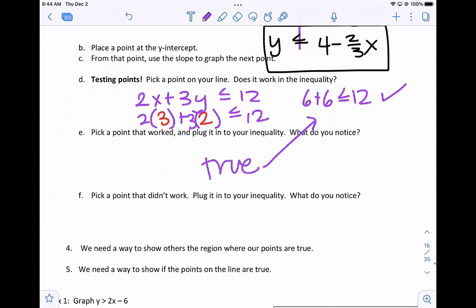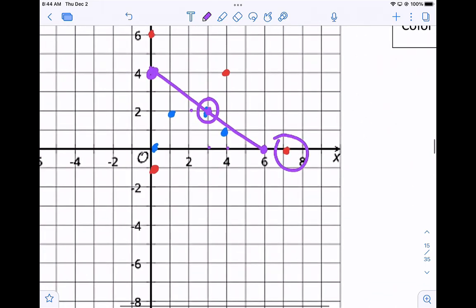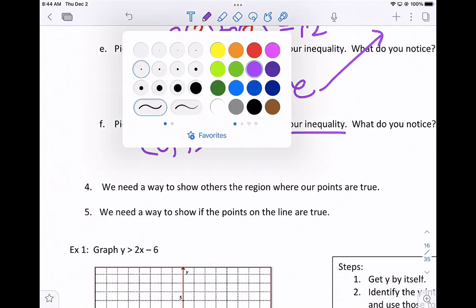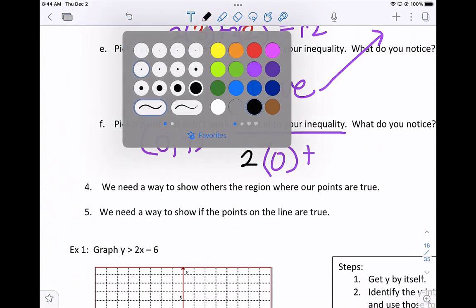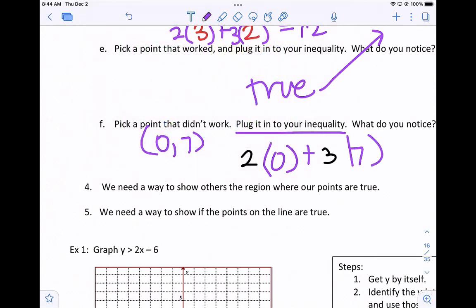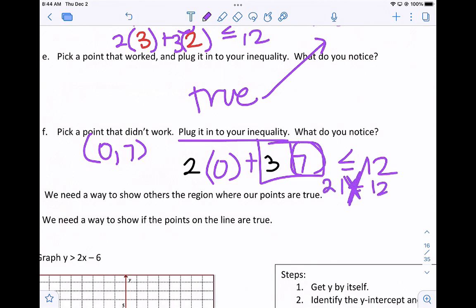Pick a point that didn't work, plug it into your inequality. So like these red points didn't work. So for example, this point didn't work. That was 0, 7. And we saw that it didn't work in the inequality. So 0, 7, if we plug in, it would be 2 times 0 plus 3 times 7. And we have to check, is that less than or equal to 12? And we know that, hey, 3 times 7, that's 21. 21 is not less than or equal to 12, so that doesn't work.